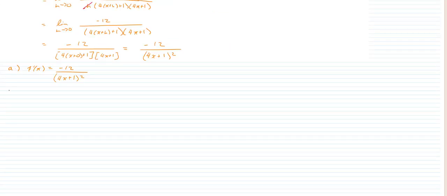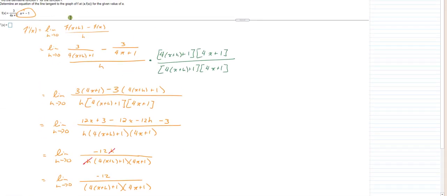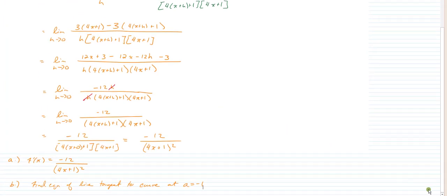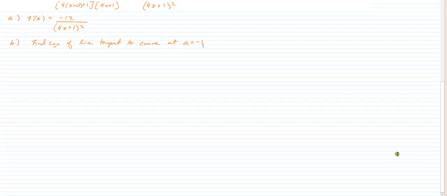So if we look at part B, it asks us to find the equation of the tangent line to the curve at a equals negative 1. So that's what we're told up here, right? Determine an equation to the line tangent to the curve at that point where a, we're told, is negative 1. So folks, I'm not going to draw an accurate picture here, but I want to give you a rough sketch of what we're working with. Let me zoom in on that.